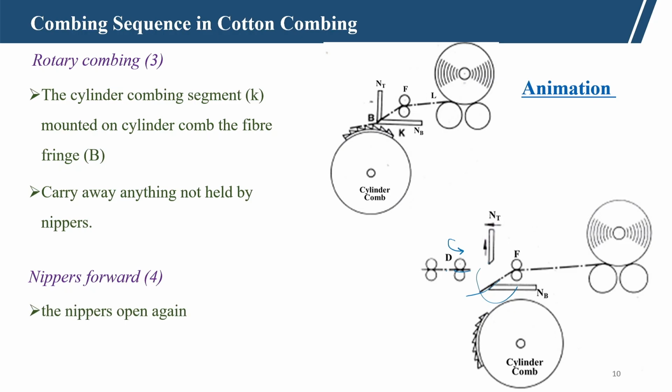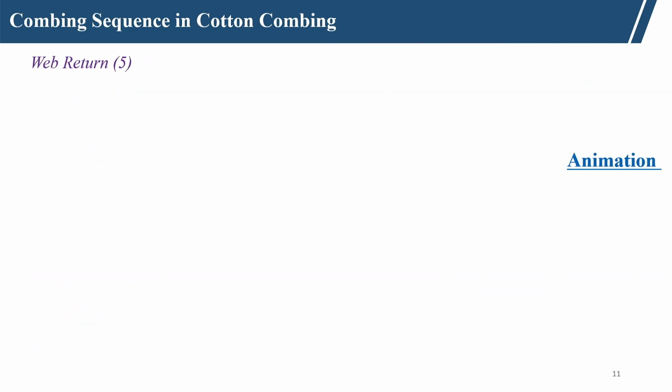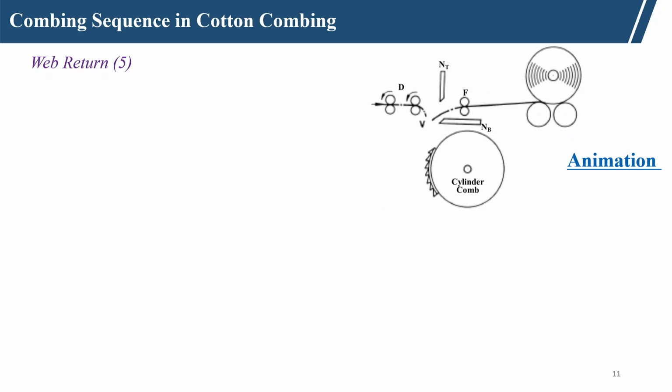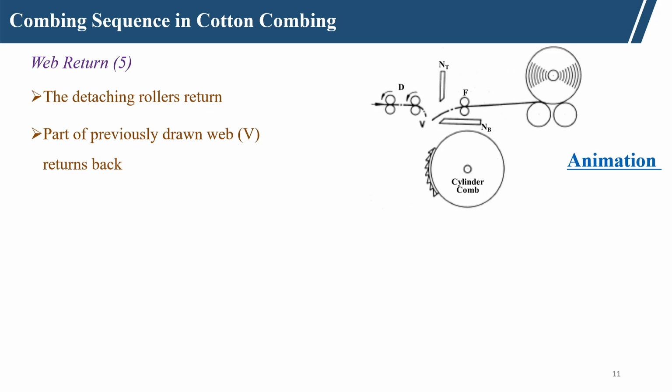The nipper opens again and moves towards the detaching roller D. Now, the web return is by the detaching roller. The detaching roller starts moving backward, and the part of the previously drawn web, that is V, returns back. And then piecing. What is piecing? Piecing is the overlapping and joining of the web.